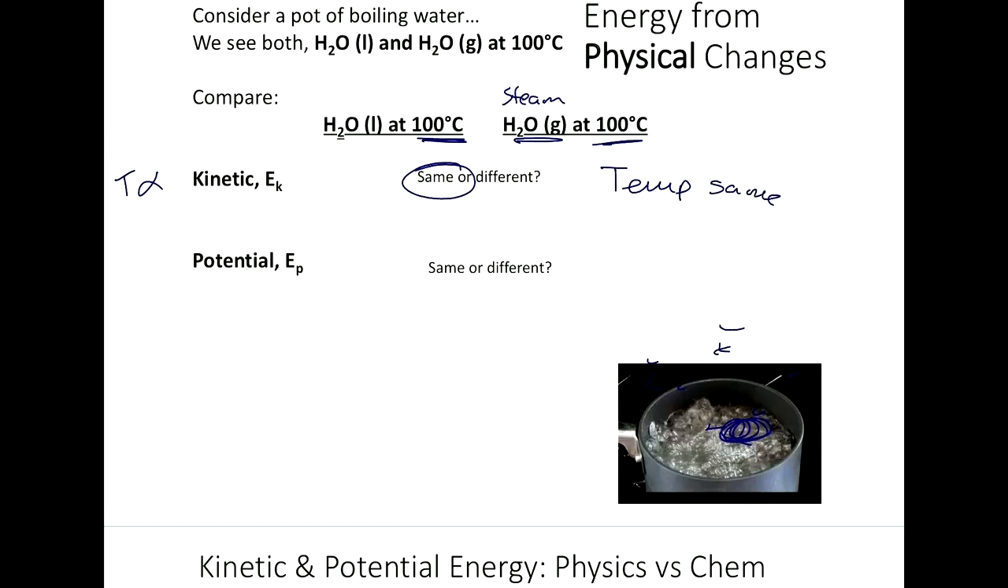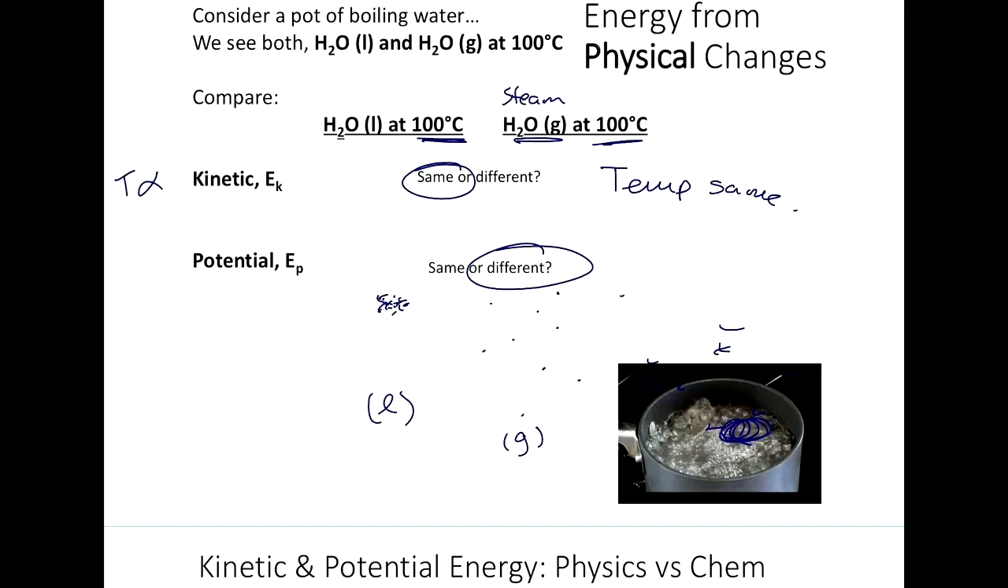All right. But what about their potential energy? Potential energy cares about what? Particle position. Are their potential energies the same? No, they're not the same. They're different because liquid water has all the particles mashed up together, so their distance from one another is really close, while the distance between particles in the gas phase is quite far away. So their potential energies are different.